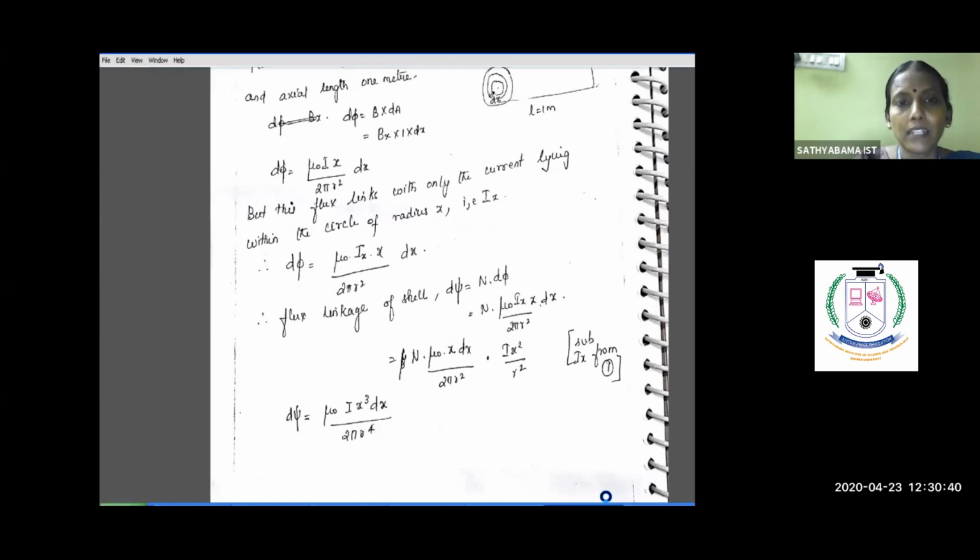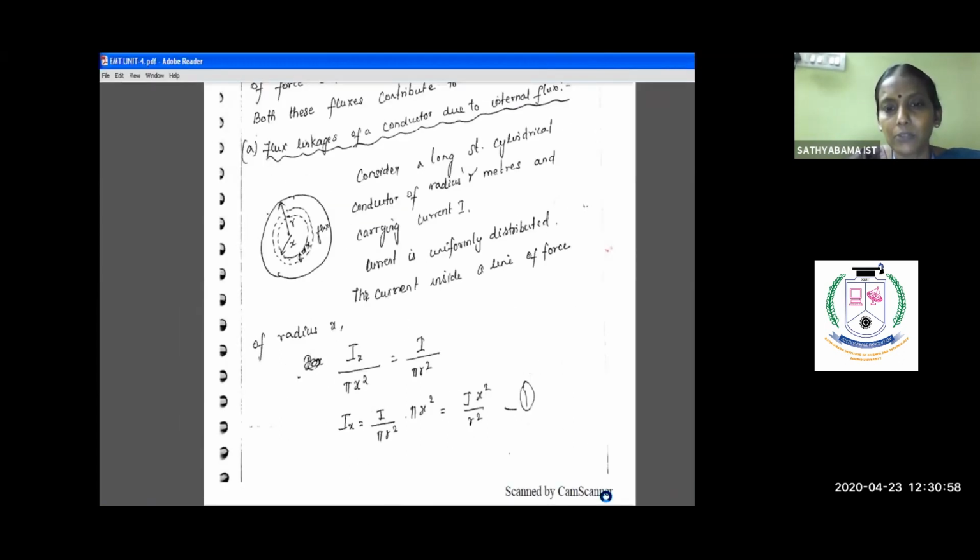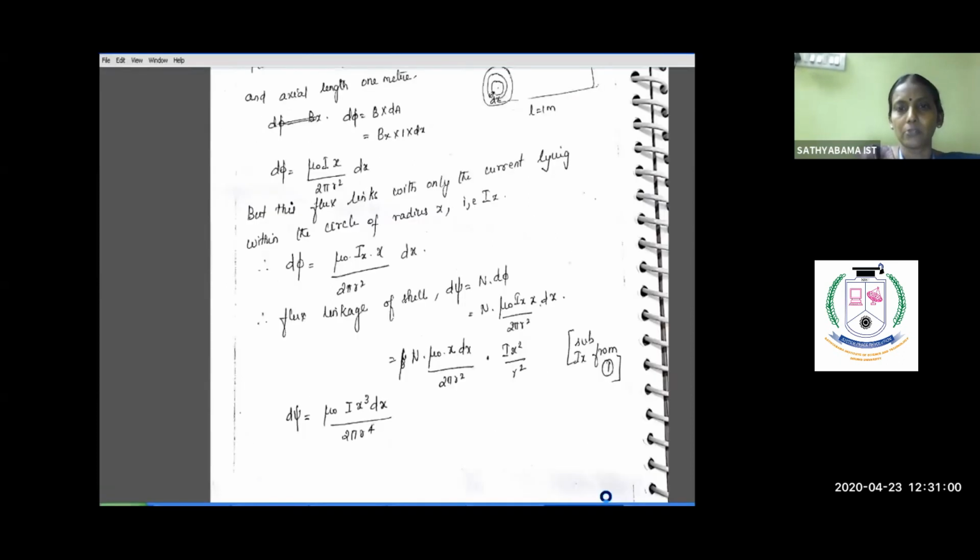So you replace I in the d phi equation. In the d phi equation, we have I, that I is replaced as Ix now. So that is what you can see here, Ix here. So when you substitute here, and we have already calculated what is Ix in the previous case, which is nothing but I x square by R square. So once again you substitute it here. So I x square by R square, when you substitute it, you will get d phi to be. So you know why I have written here.